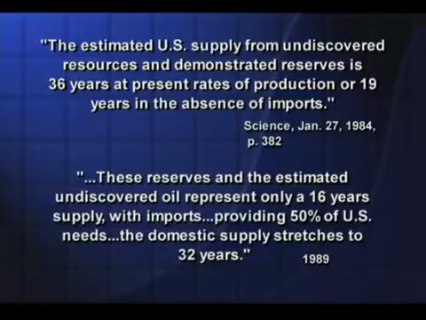from undiscovered resources and demonstrated reserves is 36 years at present rates of production, or 19 years in the absence of imports. Five years later, in 1989, that 36 years is down to 32 years. The 19 years is down to 16 years. So the numbers are holding together as we march down the right-hand side of the Hubbert curve.